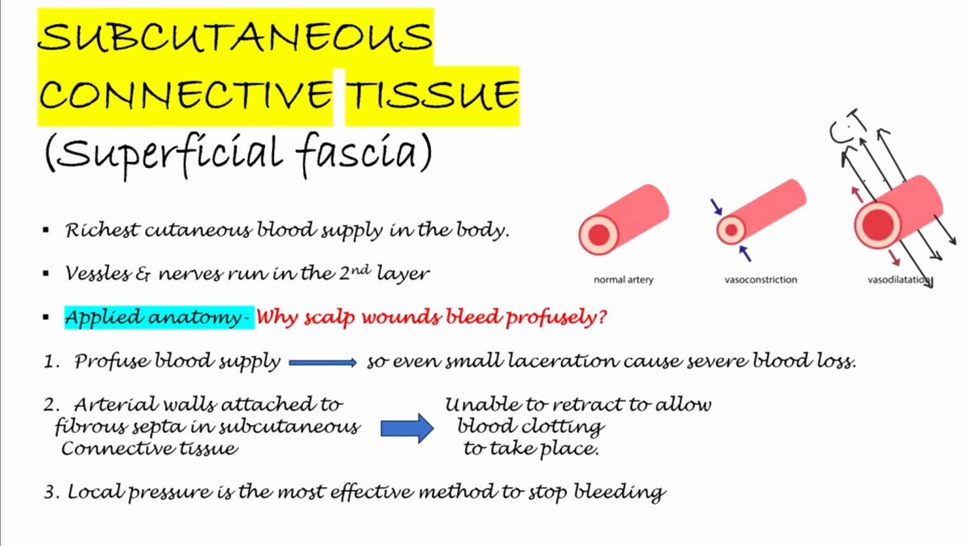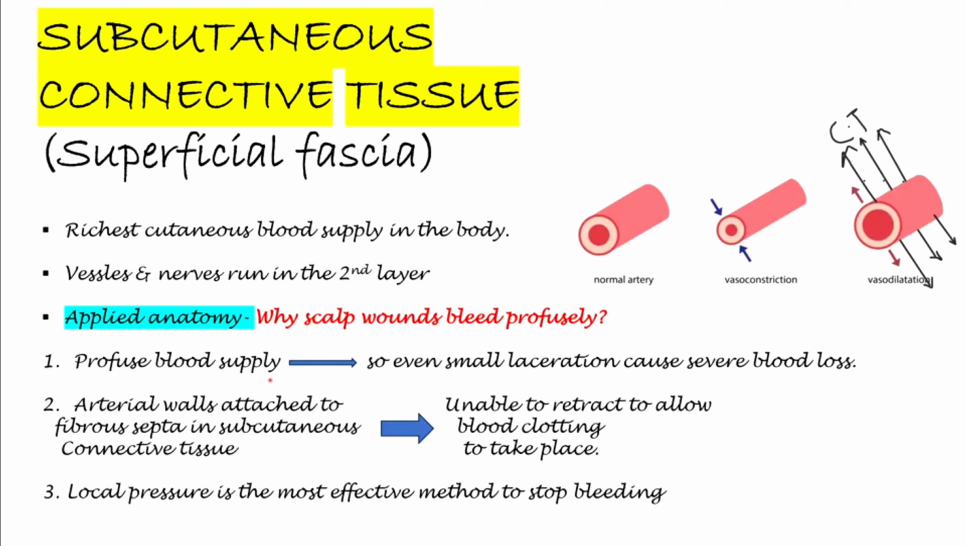The second layer of scalp is the subcutaneous connective tissue or superficial fascia. It has the richest cutaneous blood supply in the body. Vessels and nerves run in this layer. Going to the applied anatomical aspect, this is an important very short answer question. Why do scalp wounds bleed profusely? You have to mention 2 points.